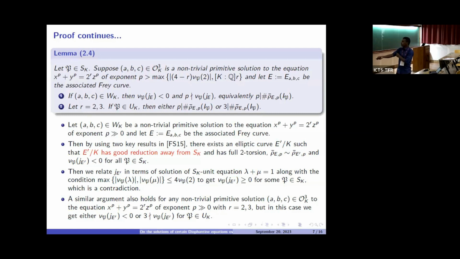A similar argument also holds if you take any non-trivial primitive solution ABC belonging to O_K, Q of this equation with exponent P large enough and R equal to 2, 3. But in this case, instead of getting the condition that valuation P of j prime is less than 0 for prime P belonging to S_K, here we get either valuation P of j prime is less than 0 or 3 does not divide valuation P of j prime for prime P belonging to U_K. Okay, so these are the key steps.